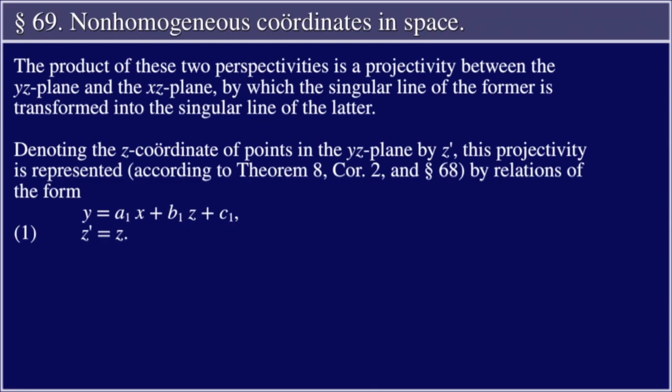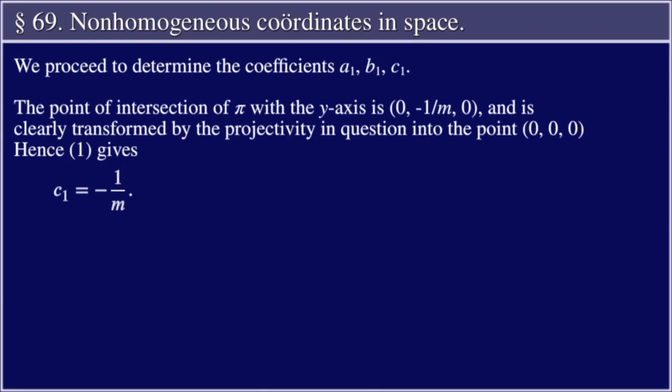This projectivity is represented, according to Theorem 8, Corollary 2, and Section 68, by relations of the form equations 1: y equal to a1x plus b1z plus c1, z prime equal to z. We proceed to determine the coefficients a1, b1, c1. The point of intersection of pi with the y-axis is 0, -1/m, 0, and is clearly transformed by the projectivity in question into the point 0, 0, 0. Hence, 1 gives c1 equal to -1/m.